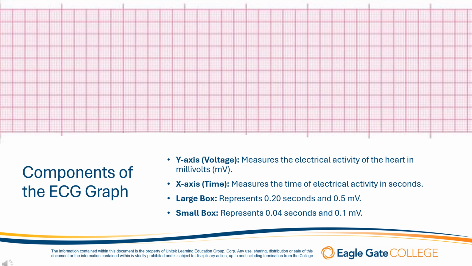This is done by counting the number of small boxes from the start to the end of the QRS complex. Understanding these components of the ECG graph is fundamental to interpreting the heart's electrical activity accurately. By using the y-axis and the x-axis, along with the measurements provided by large and small boxes, and yes, you need to memorize those, we can determine the timing and strength of each phase of the cardiac cycle. This precise measurement is essential for identifying arrhythmias, conduction delays, and other cardiac abnormalities.